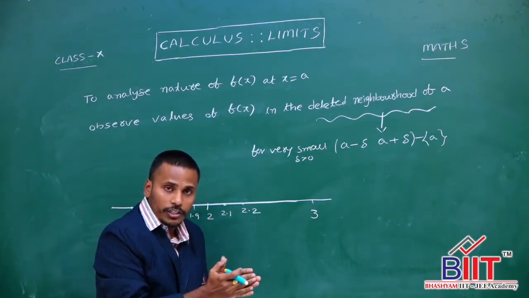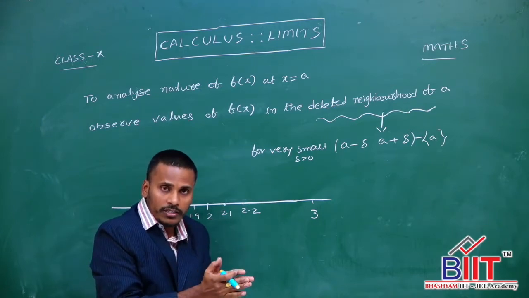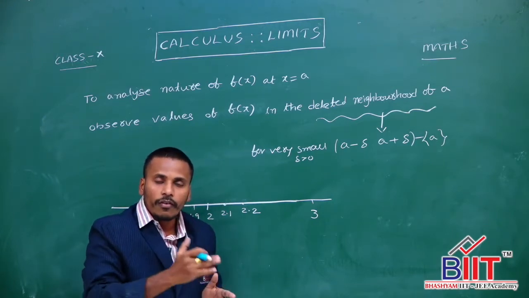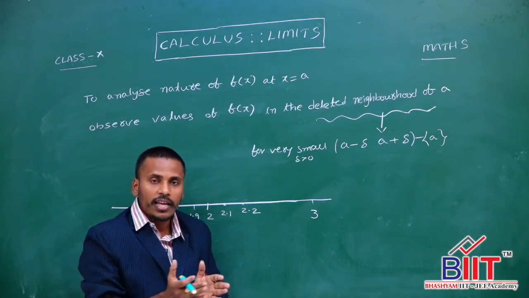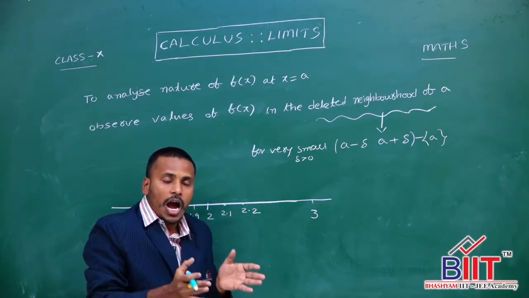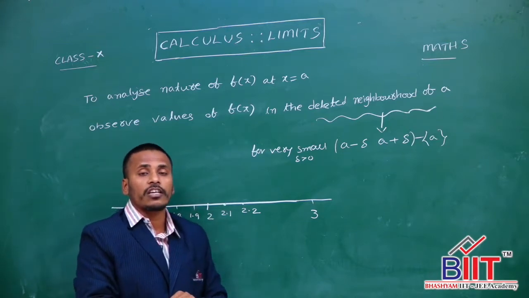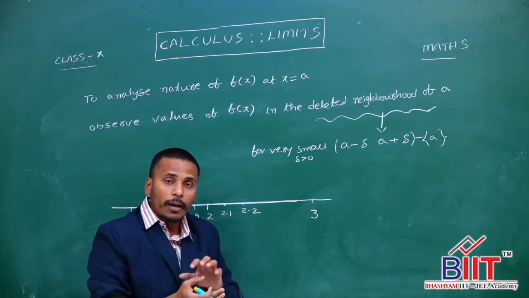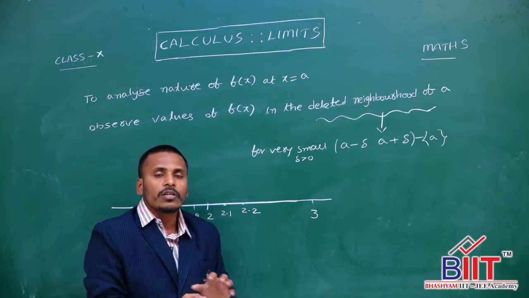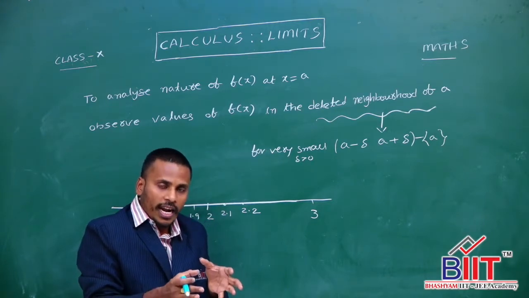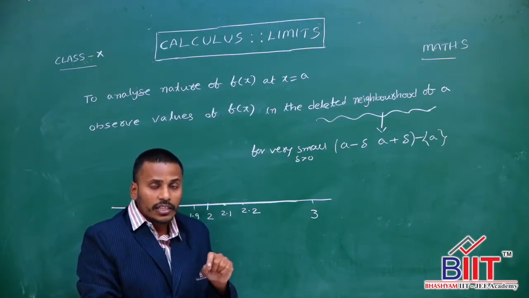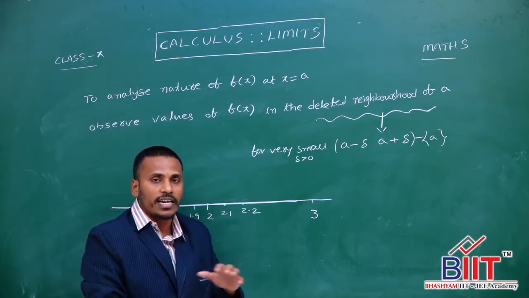You need to consider the values of x in the surroundings of a from both sides, from the right side as well as from the left side, and for those values of x, we need to observe the functional values of f of x. By observing those functional values, it is easy to analyze the nature of f of x in the surroundings of a, and that is considered the limit.